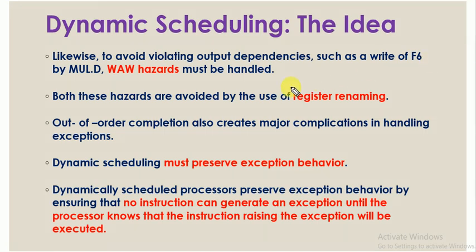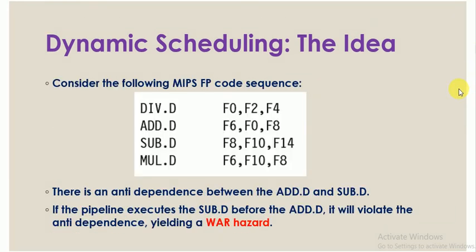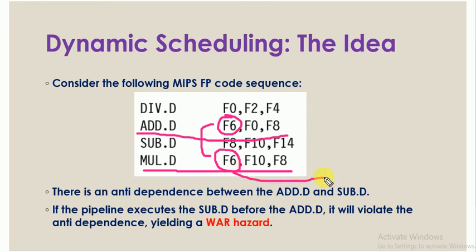But these hazards are avoided by using register renaming. One solution for this situation is to rename the register, because for two entirely different operations we are using the same register. ADD.D is done by F0 plus F8 and we use F6; for multiplication, F10 and F8, we also use F6. This can be resolved by using a different name for this register, maybe F7 for example, so that we can resolve that particular write after write hazard.